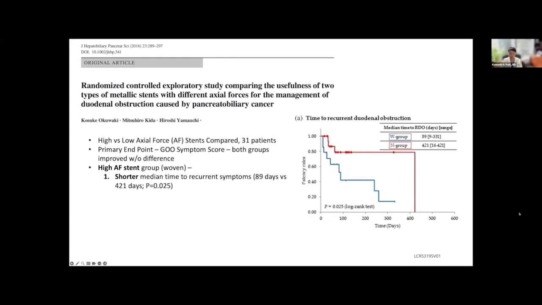And as you can see from this Kaplan-Meier curve, the median time to RDO, or recurrent duodenal obstruction, was much shorter, meaning they felt symptomatic faster. W is the WallFlex group, and N was the NITI. They used the NITI, so they had a similar hook and cross type design.